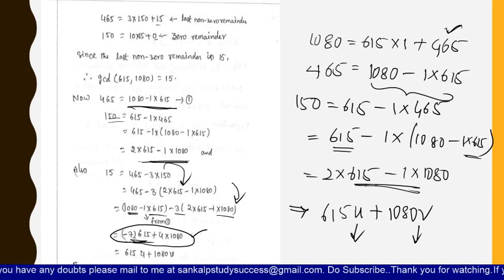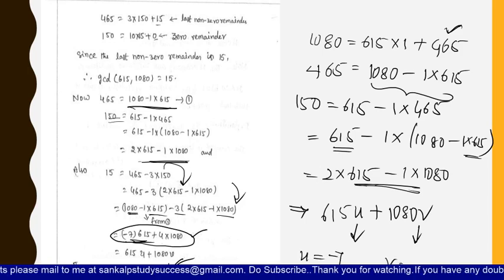So here u is equal to minus 7 and v is equal to 4. Finally, you got the values of u and v, which is u equal to minus 7 and v equal to 4. So we have found the u and v values by using the linear combination and also the Euclidean algorithm.